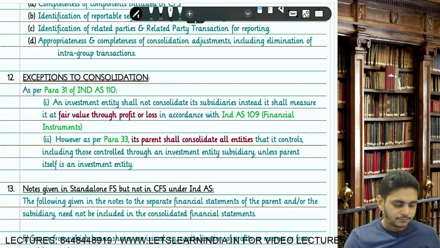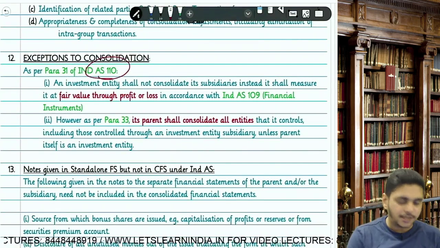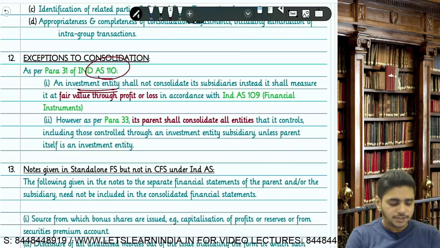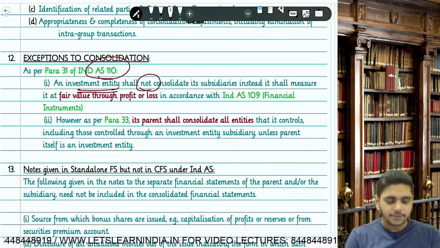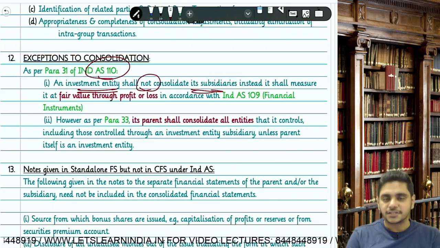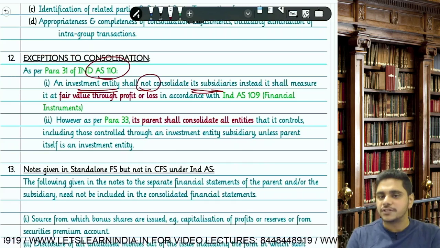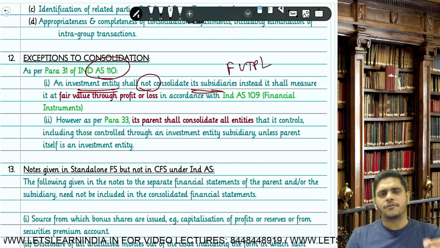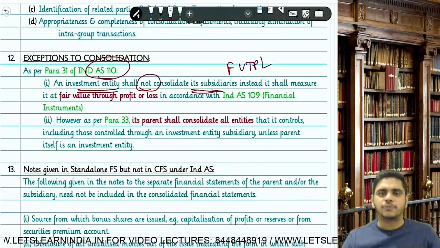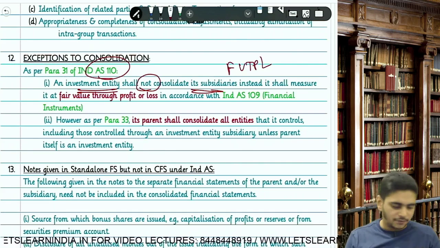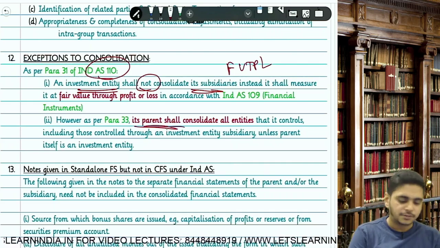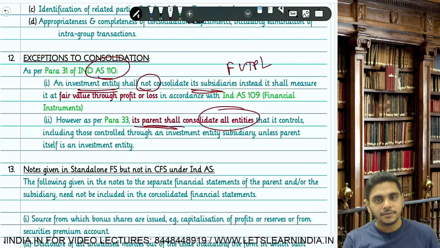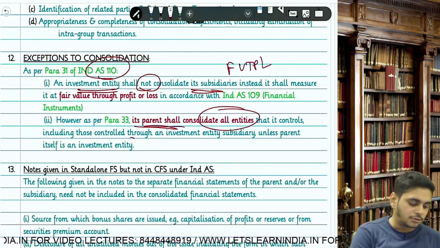Now see. As per Ind AS 110, an investment entity shall not consolidate its subsidiaries. Instead, it shall measure them as per Ind AS 109. You must have heard of this word, FVTPL, fair value through profit or loss account. So it will be routed through Ind AS 109, that is FVTPL. However, its parent shall consolidate all entities that it controls, including those controlled through an investment entity. Its parent means AB's parent, that is Mummy Limited.